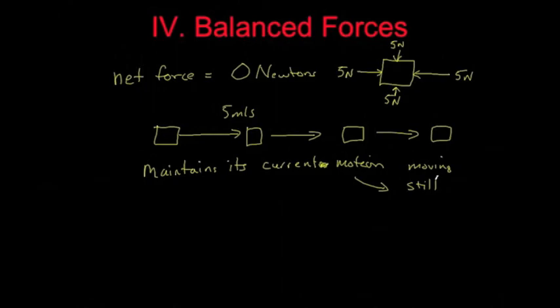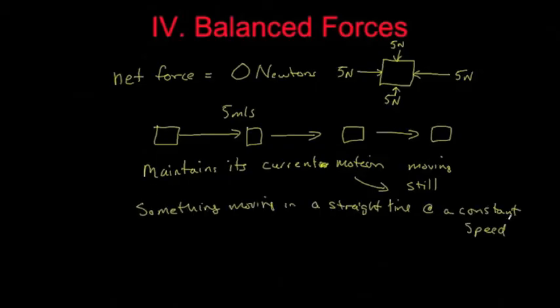So as long as the forces are balanced, nothing's changing on the object. If it's moving at 5 meters per second, it continues to move at 5 meters per second. If it's staying still, it's staying still. It's not moving at all. Examples include holding a book, pushing on a wall, or something moving in a straight line at a constant speed. That means it's moving straight, it's not turning, it's not moving up, it's not going down, and it's continuing at a constant speed. That means all the forces acting on it are balanced.